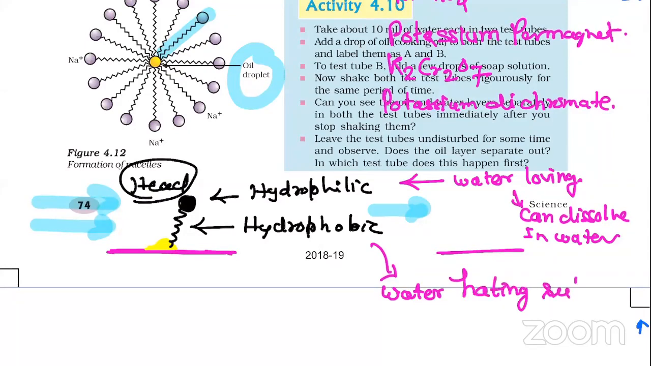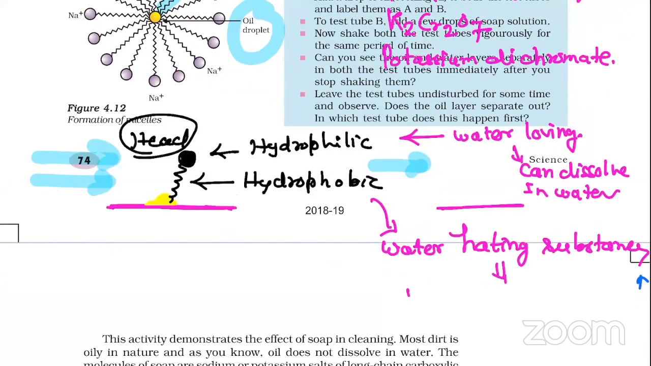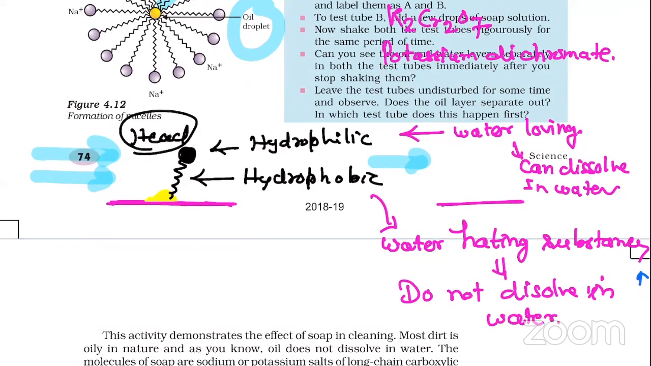Water-hating substances do not dissolve in water. So I can say there is a communication gap between the water molecule and the soap molecule. They cannot understand each other's language. Between the water molecule and the oil droplet there is also a communication gap. They cannot understand each other's language.